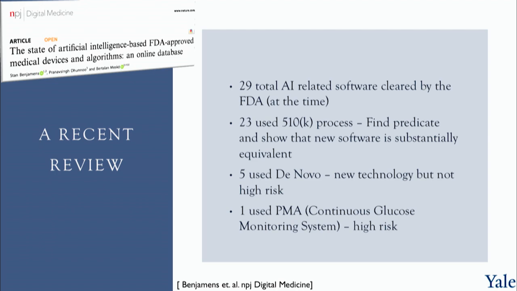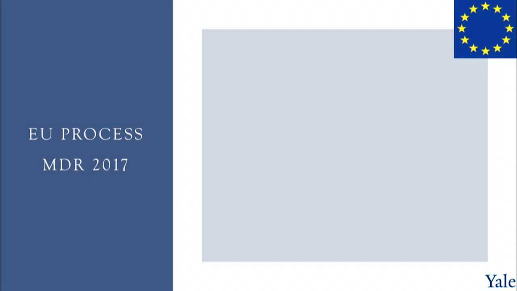Because of the risk involved in the process. Now, this is the process in the United States. In Europe, in the European Union, the process is a little different. So we're now looking at the Medical Device Regulation of 2017 that went into effect in May of 2021. It was delayed a little bit because of the pandemic. The MDR classifies devices into classes 1, 2A, 2B, and 3.